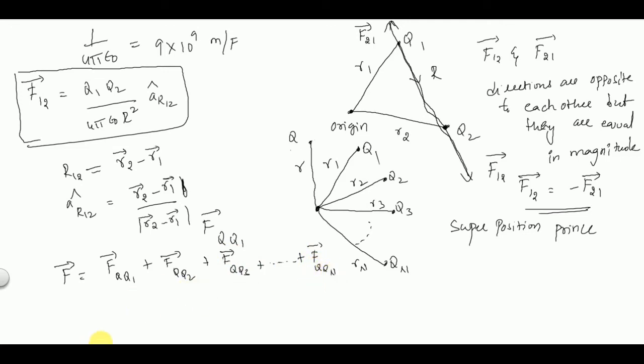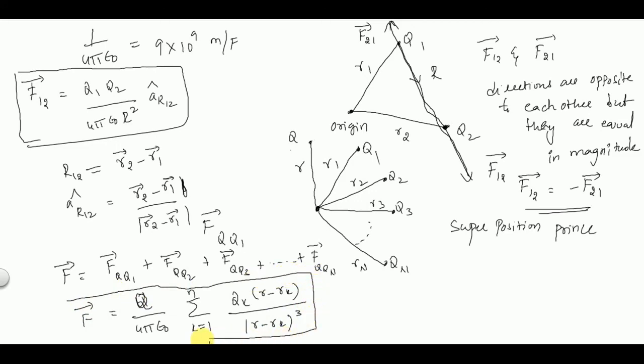This is given by the formula Q by 4 pi epsilon naught times the summation from k equal to 1 to n of Qk into R minus Rk divided by mod R minus Rk whole cubed. So this is the total force exerted on Q by the different charges, that is Q1, Q2, Q3 and so on up to Qn.